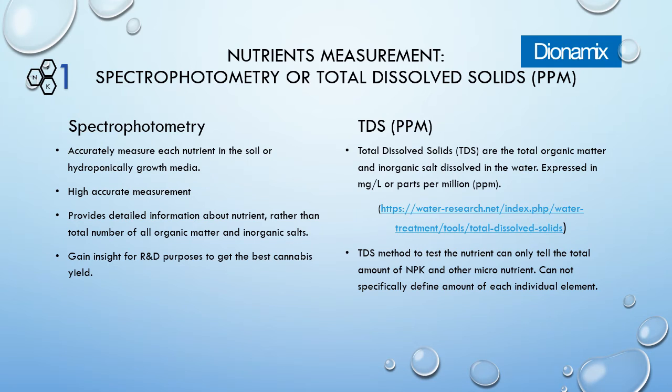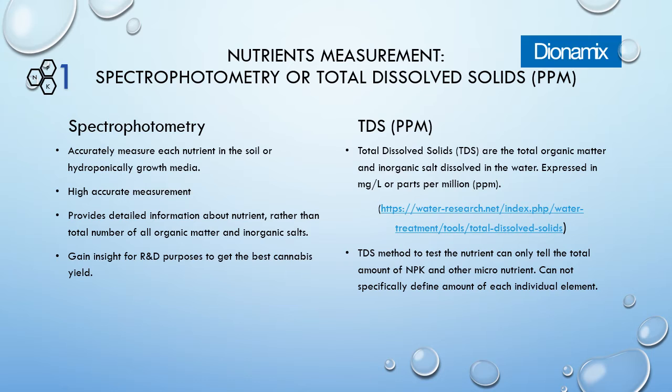The other method is total dissolved solids, or TDS. Total dissolved solids measures or tests for the total organic matter and inorganic salt dissolved in water, and it's typically expressed in milligrams per liter or parts per million. The challenge with the TDS method is the test actually looks at the total amount of N, P, and K and other micronutrients combined.